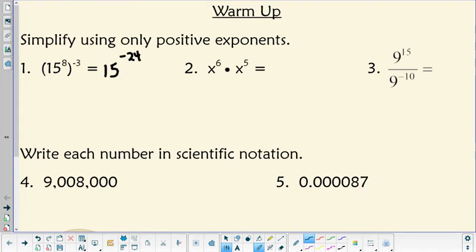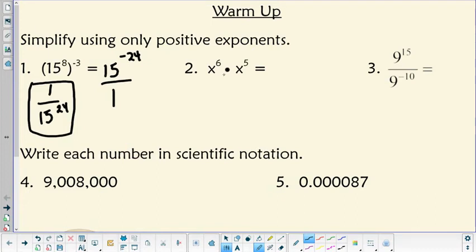So what we're going to do is take the reciprocal of this number. If I put it over 1, I'm going to flip it upside down. And when I do that, I get 1 over 15 to the 24th power. And that is allowed because that has a positive exponent. Remember, when you flip it, your exponent becomes positive.